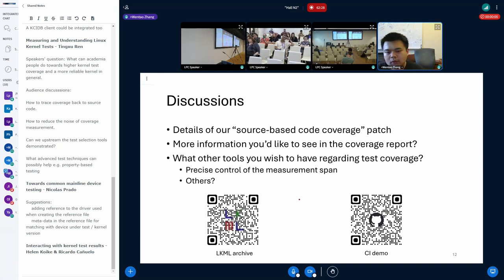For example, what do you developers in the room expect? What kind of information do you want from our coverage report? And what other development tools do you wish to have regarding kernel test coverage? For example, I know that Chuck Weber has been proposing some LLVM intrinsic modification so that we can precisely control the measurement span and get an even more fine-grained coverage report. So yeah, that's basically the kind of feedback we'd like to hear from you. Thank you.